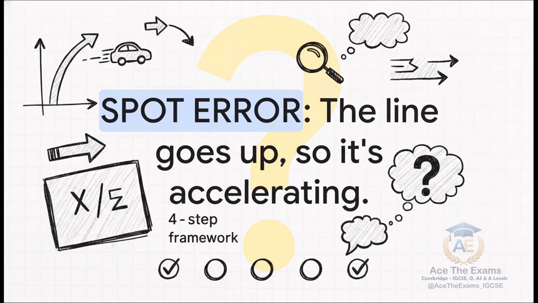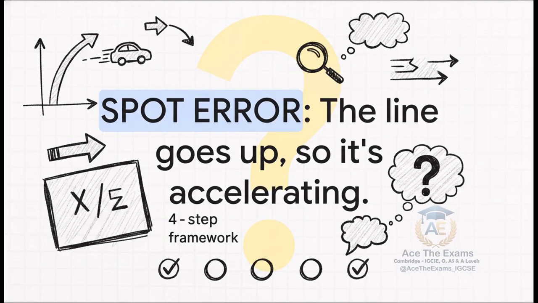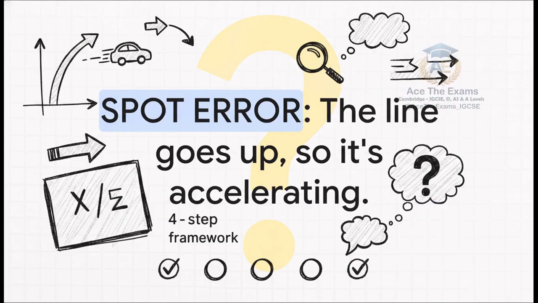All right, quick pause. I want you to think about this classic answer written by thousands of IGCSE students every year: "The line goes up, so it's accelerating." Can you spot the error based on the 4-step framework we just talked about? What is missing here? Why would a strict examiner give this 0 marks, even if the object actually is accelerating?